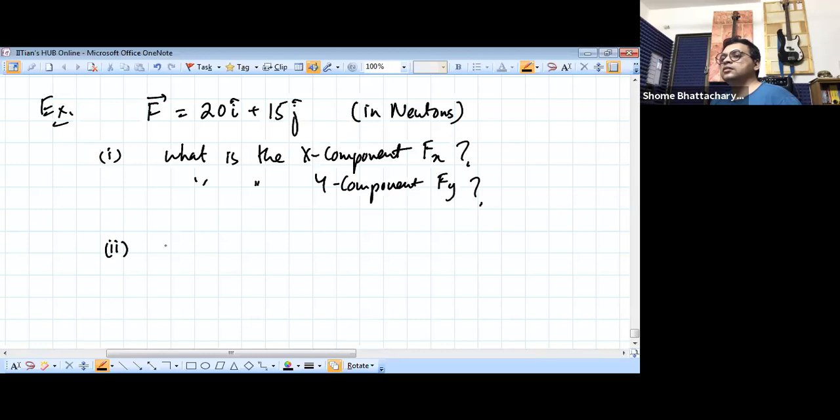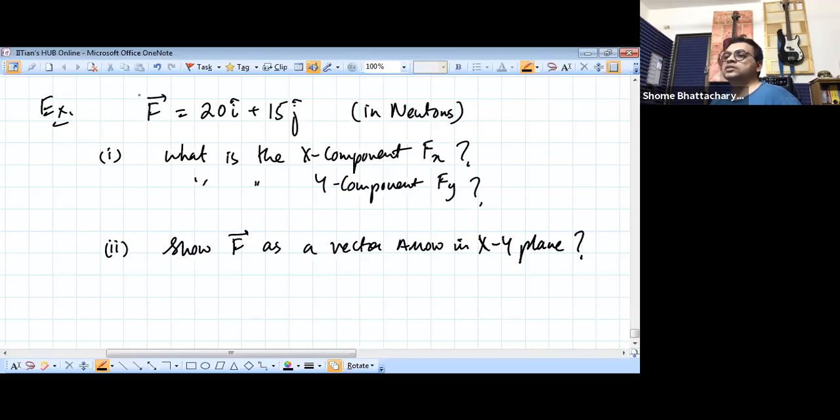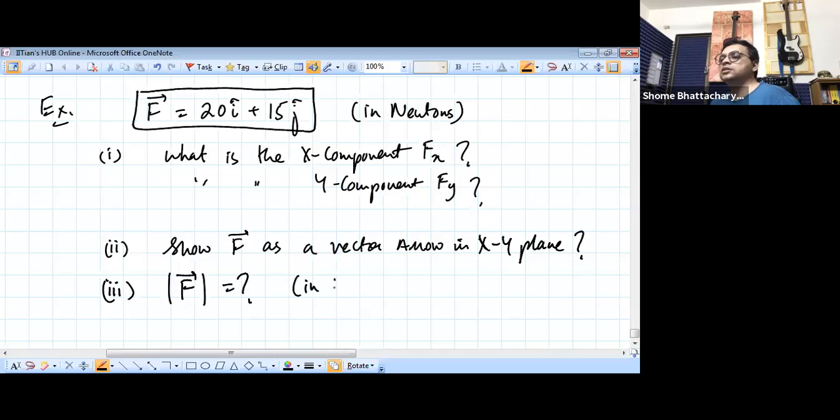And secondly, we want to show the force as a vector arrow in the xy plane. That means this is given to us in component form, and we want to convert it to which form now? We want to draw a vector arrow. That means we want to convert it to geometrical form. And from that, we want to find out the magnitude of this force, how much it is in newtons. So the moment we work out this question, we'll understand what is the meaning of components.